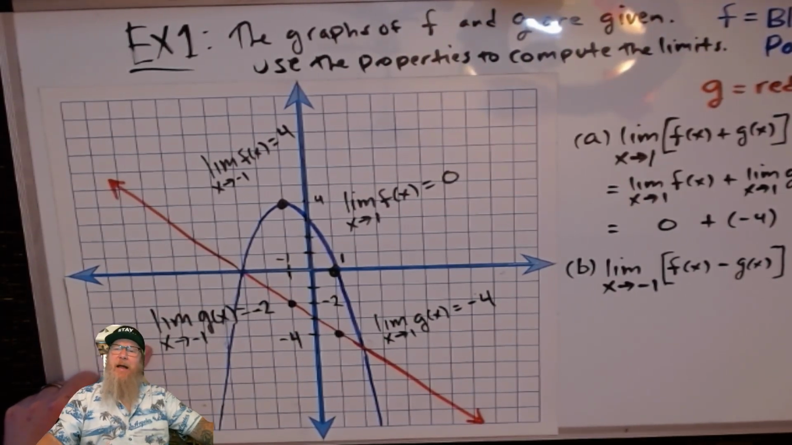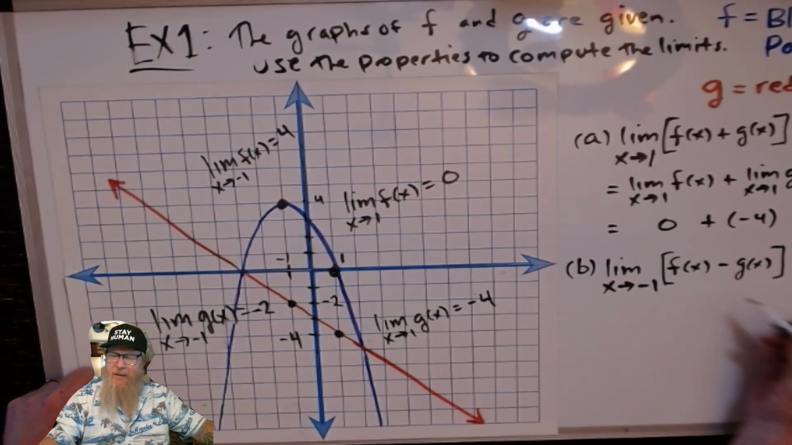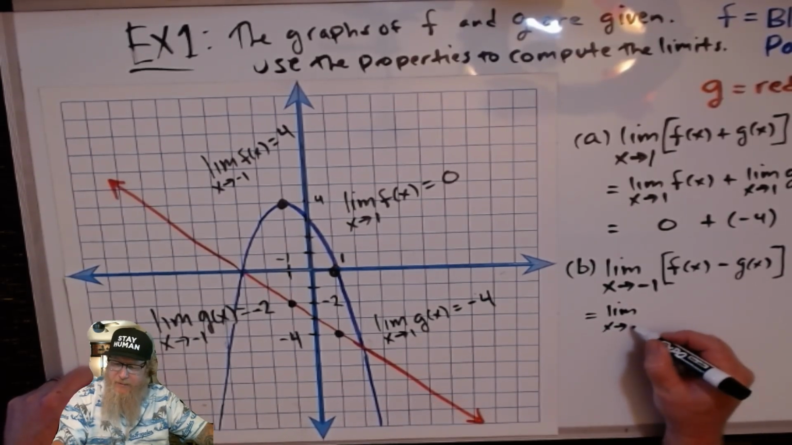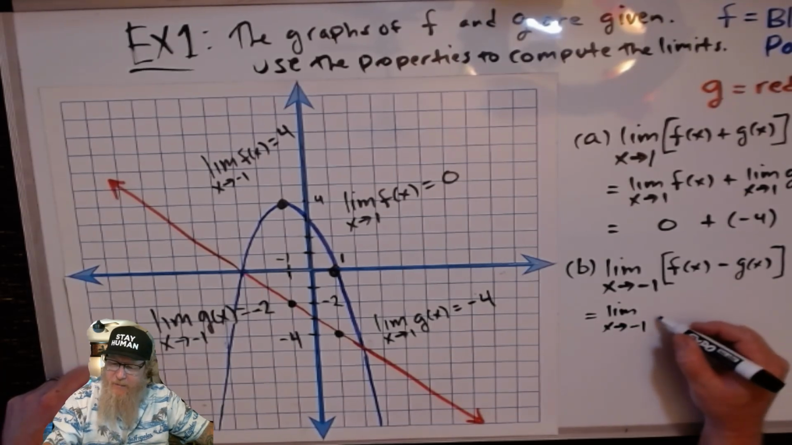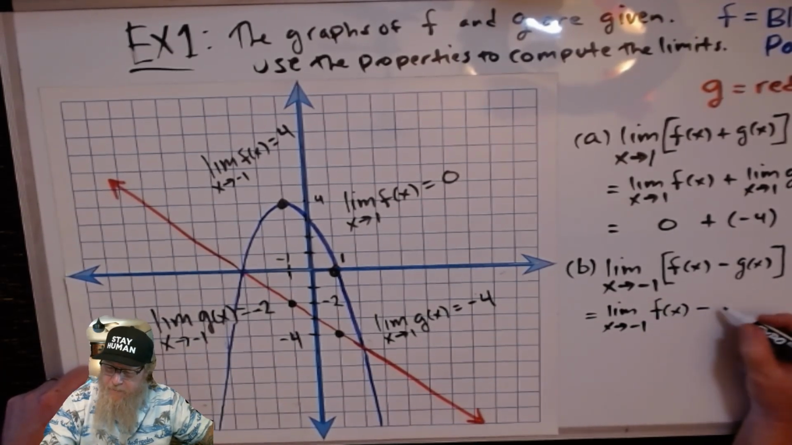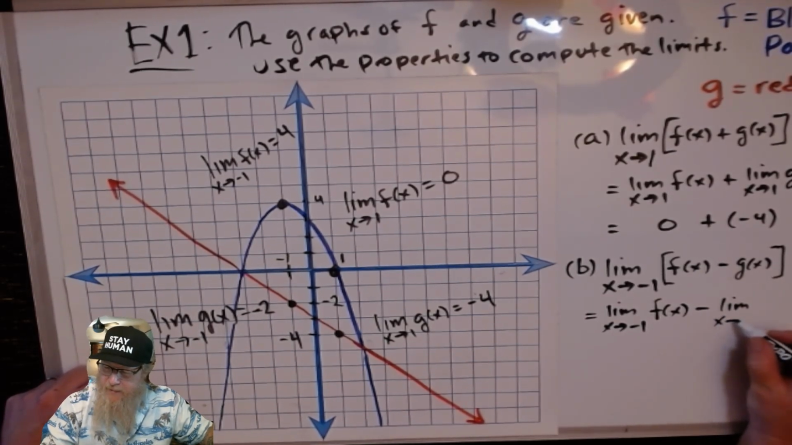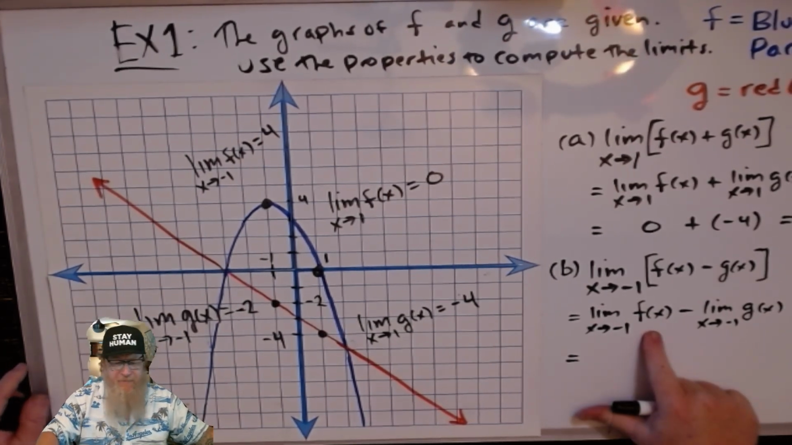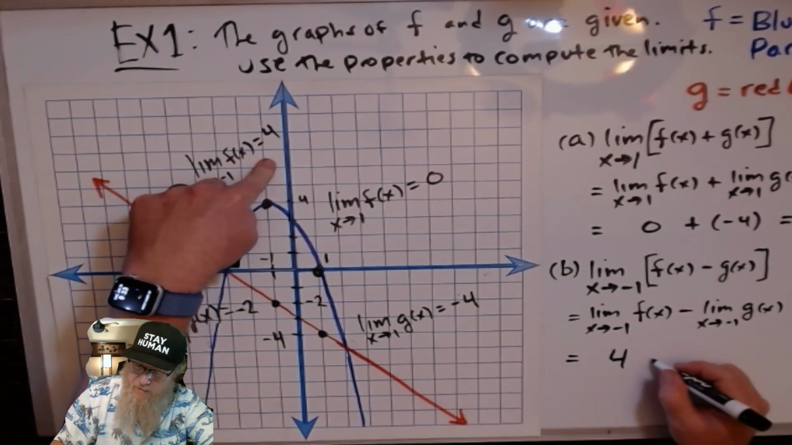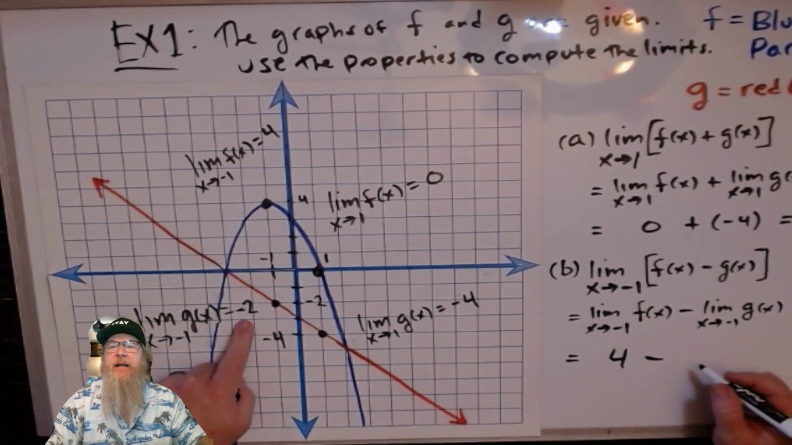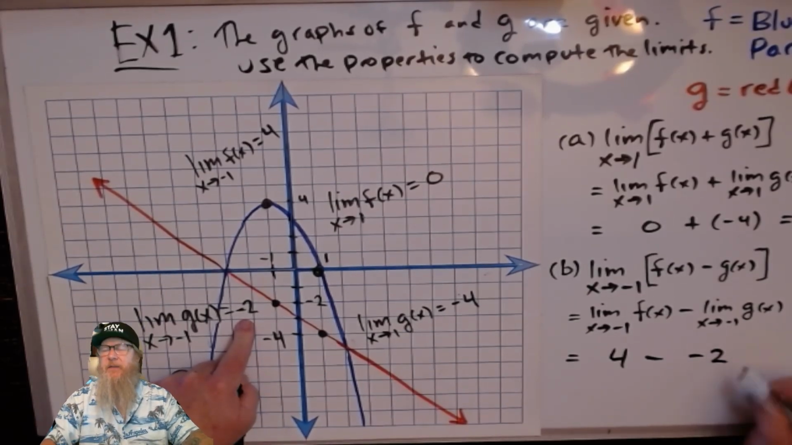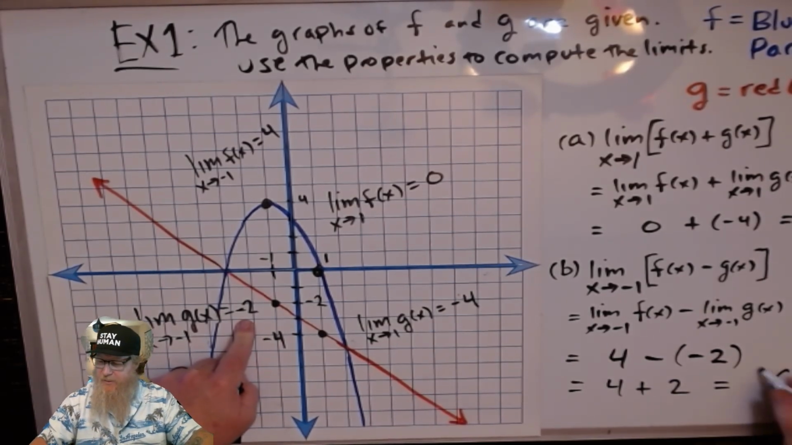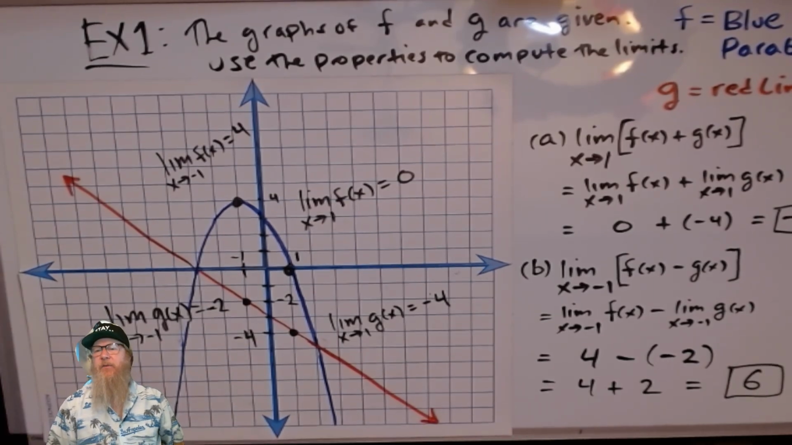You get that? My head is in the way. So the limit property says that I can take the limit of the difference. So first do f minus g. I do need to be a little bit careful. The limit for f was 4, and the limit for g is -2. Double negative, so I'm going to use some parentheses. So the result is 6. 4 plus 2 is 6.